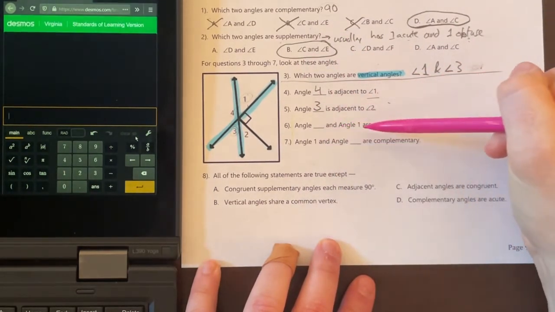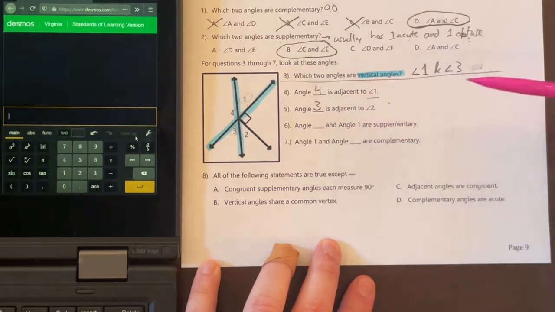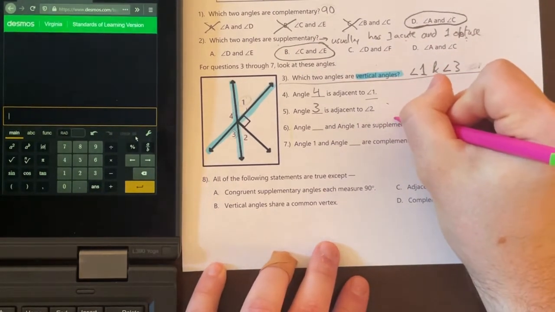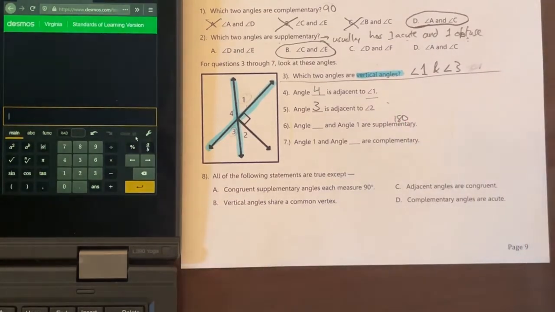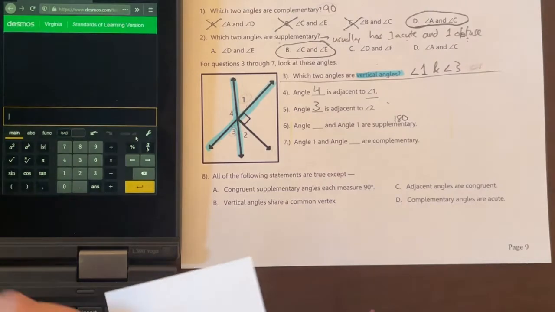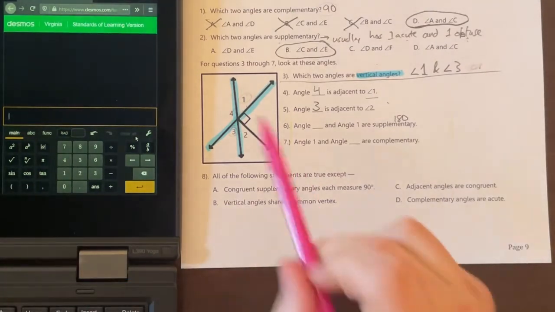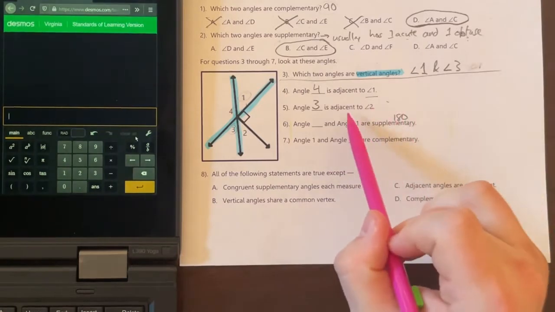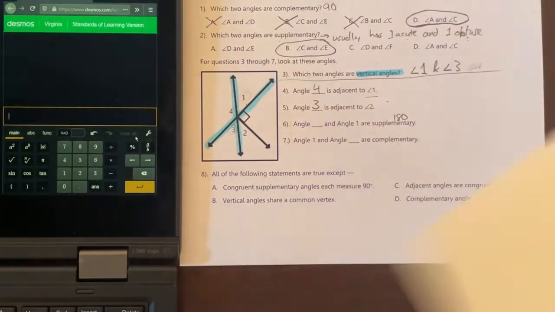Angle blank and angle 1 are supplementary. That means that they form a straight line, so 180 degrees. So what I can do is use that index card, piece of paper, whatever you want. We're saying I have to have an angle with angle 1. It doesn't have to be next to it. It does not have to be adjacent, but it needs to add up to 180.